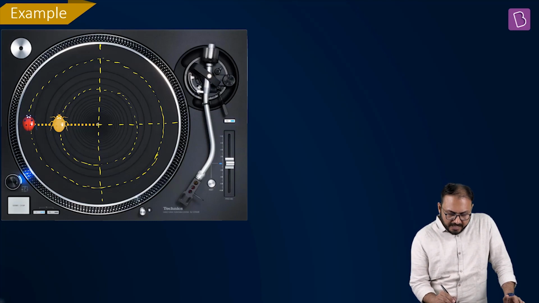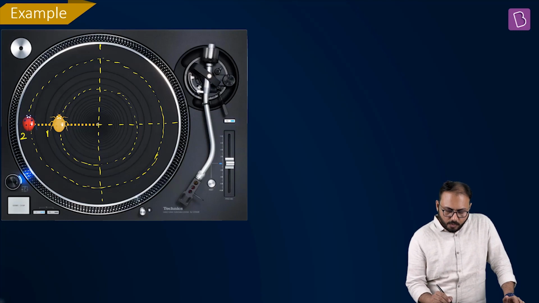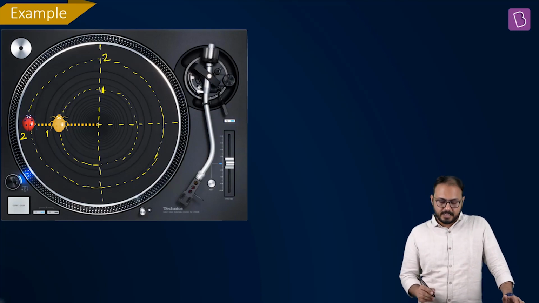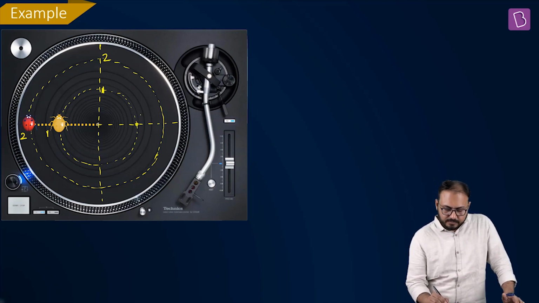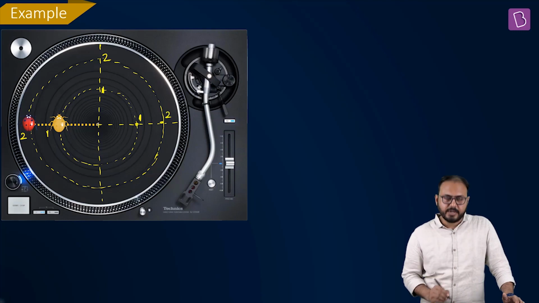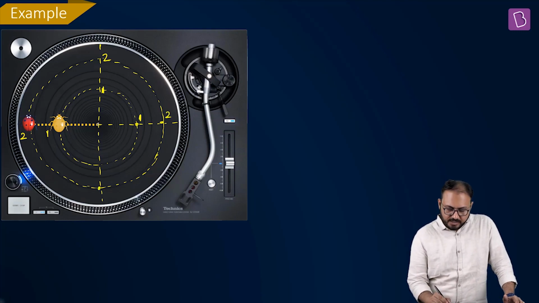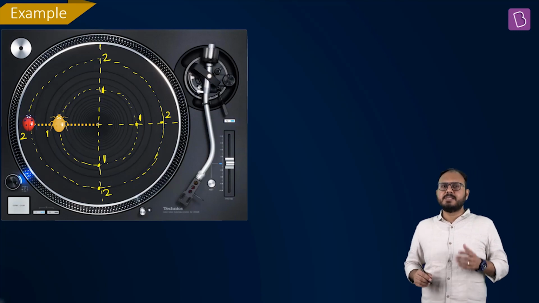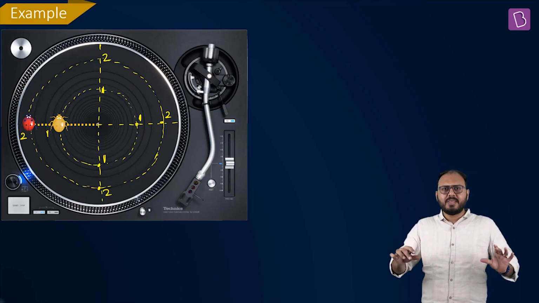So if I call my yellow bug 1 and my red 2, do you know what happens when the yellow reaches this position 1? Believe me, the red is right here. When yellow reaches here, the red is right here. And when yellow reaches here, the red is right here. You know why? Because they themselves are rotating with the disk.